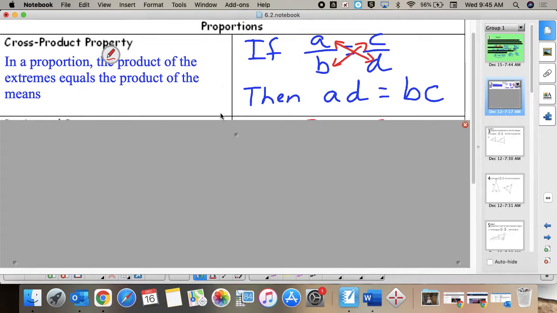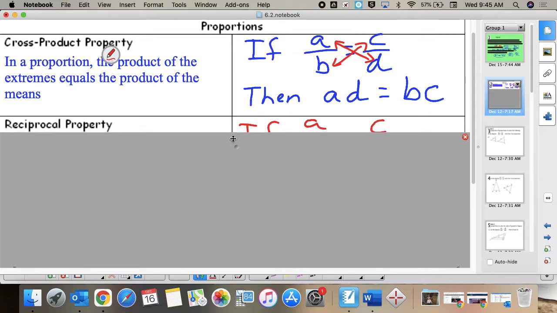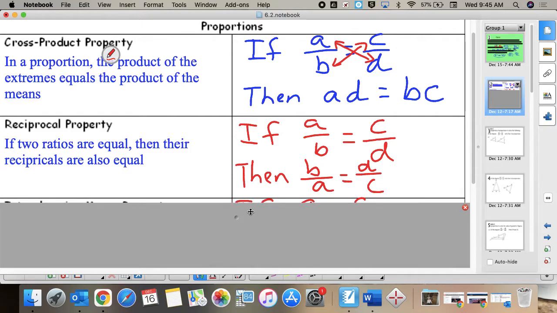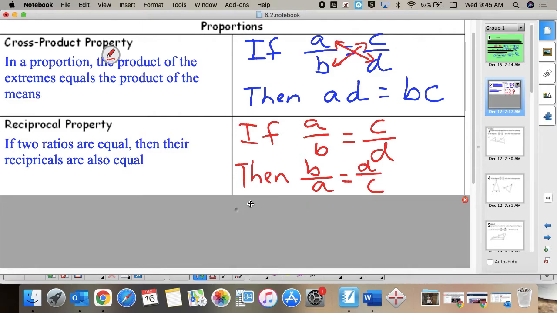Now, your second one allows us to flip the pieces we're comparing. We said you can compare length to height, or you can compare height to length. It doesn't make a difference as long as you do it on each side. If two ratios are equal, then their reciprocals are also going to be equal. So if I flip the left-hand side, I have to flip the right-hand side.